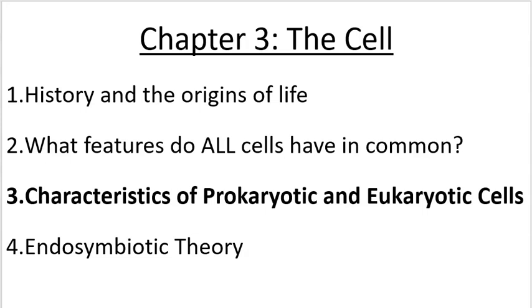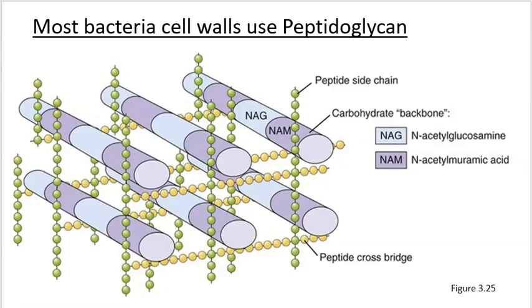And most of your prokaryotic cells that are out there are going to have a cell wall structure to help provide some protection for the cells. And when we look at the structure of this, most of your bacteria cell walls are going to use a molecule that's known as peptidoglycan. And when you look at the structure of peptidoglycan, think like a fence.